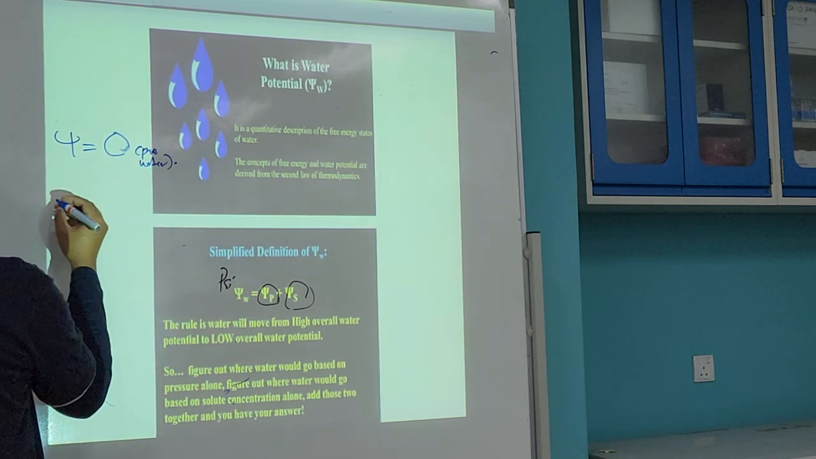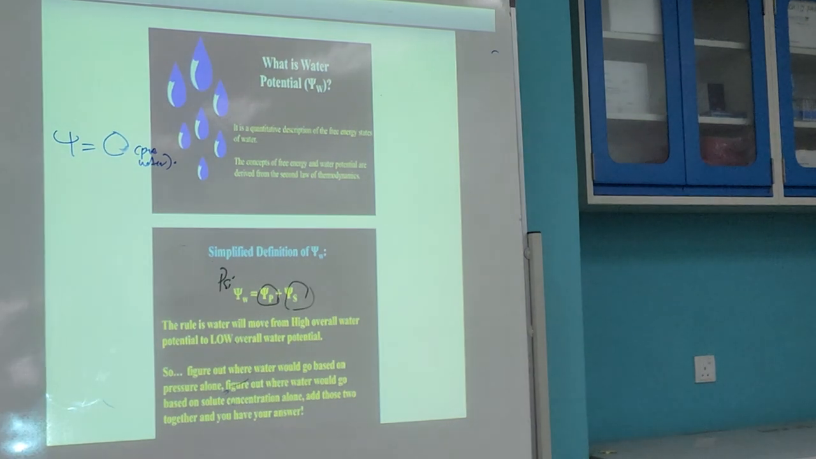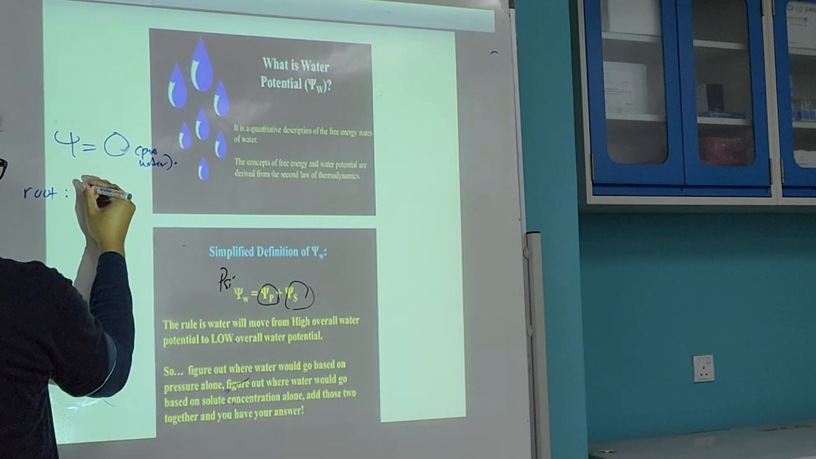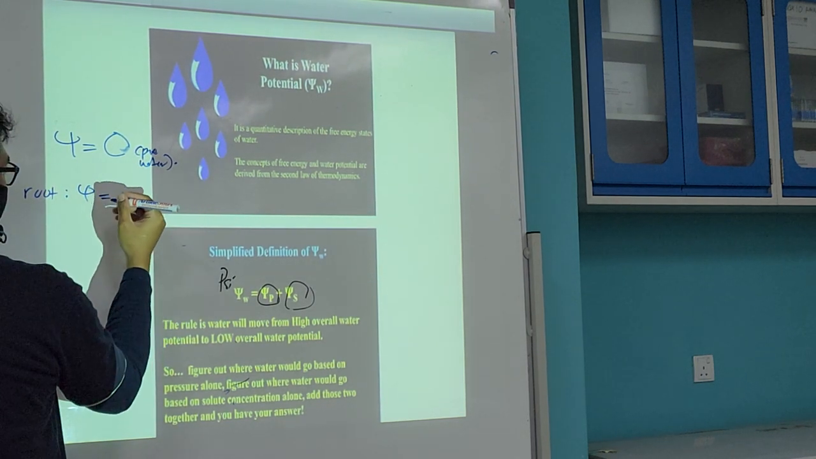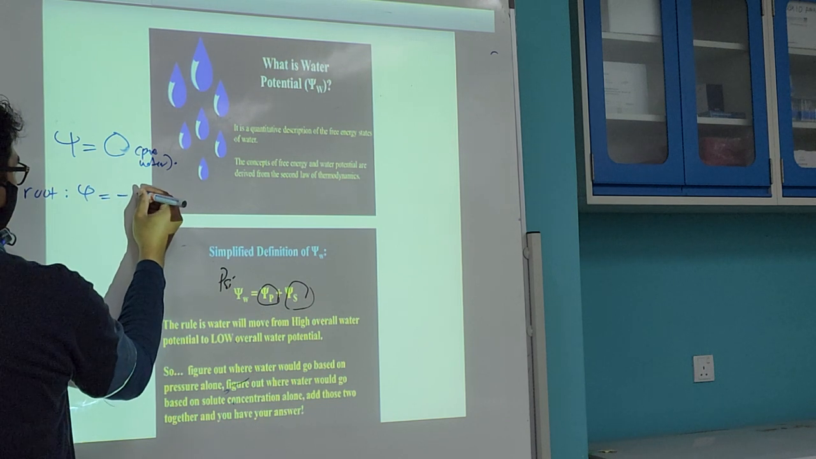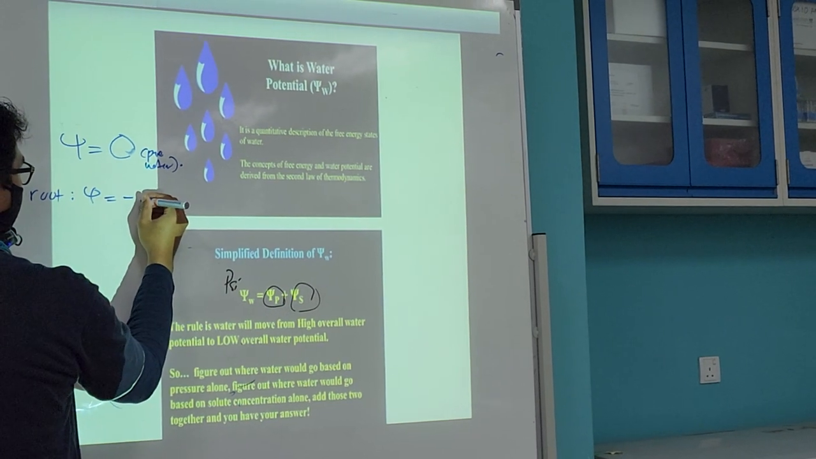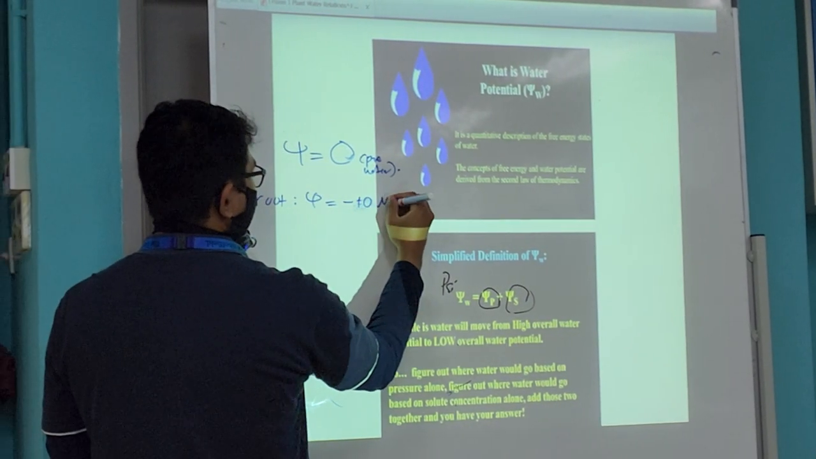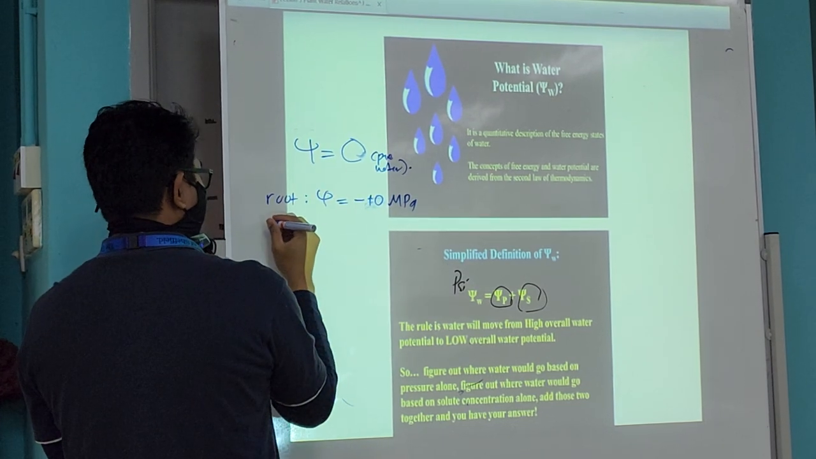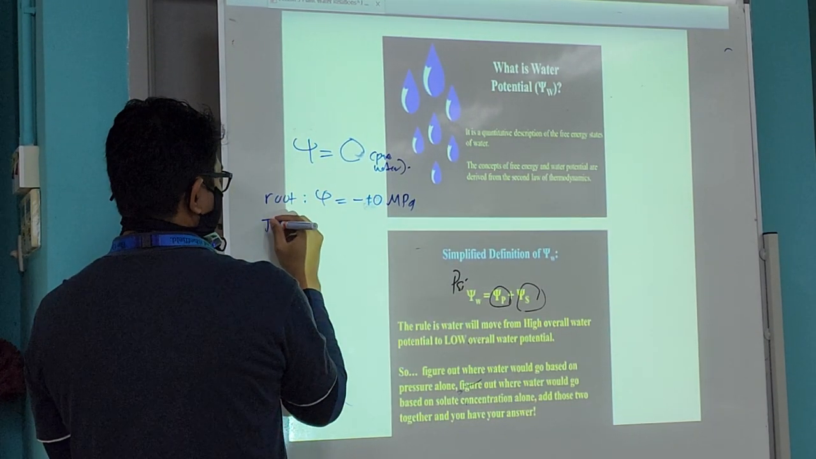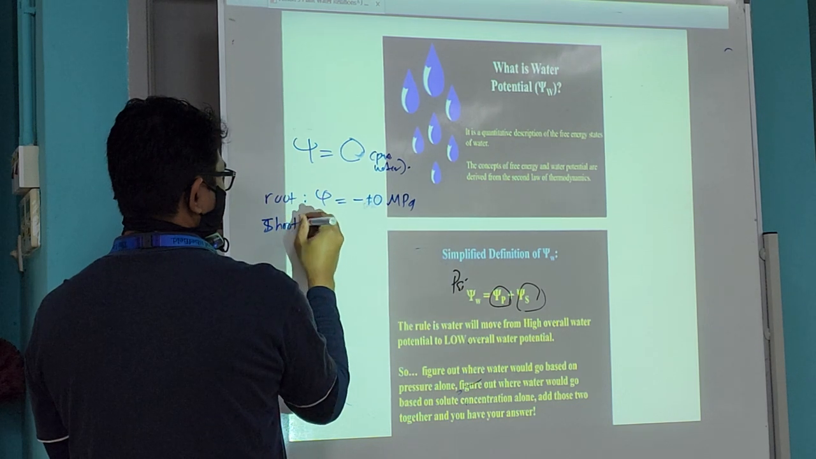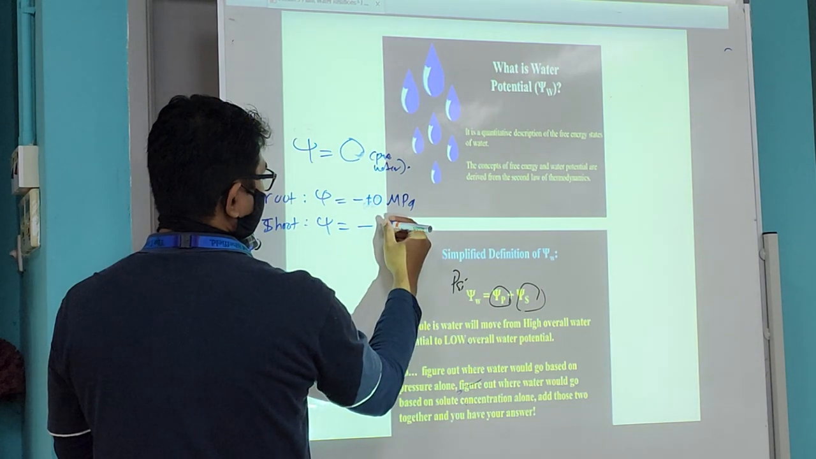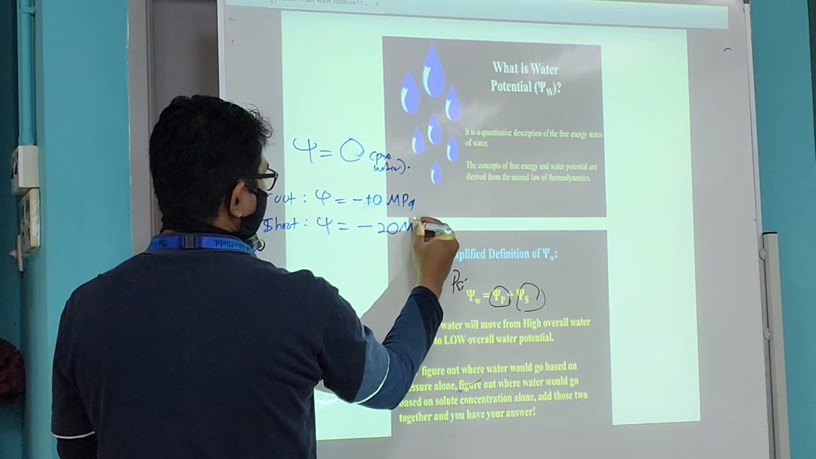However, when you are dealing with water potential in plants, it is already negative. For example, in the root, the water potential may be, let me just make it minus 10 megapascal. For the shoot, the water potential may be minus 20 megapascal.